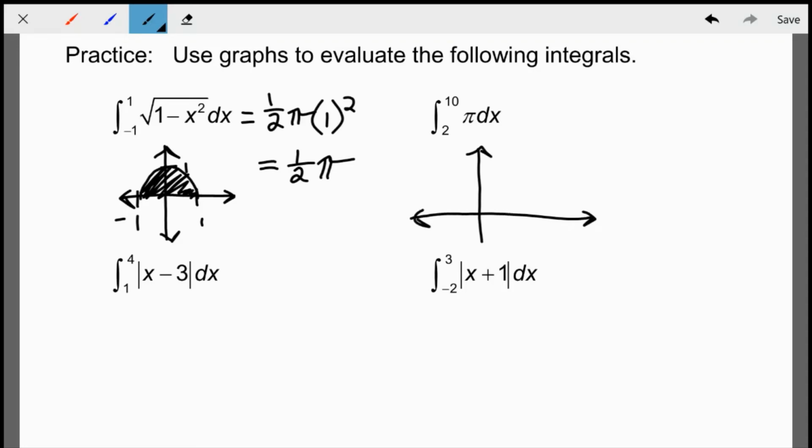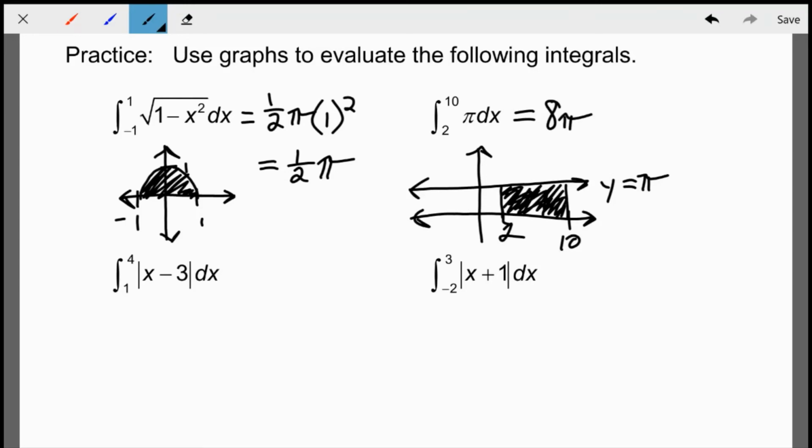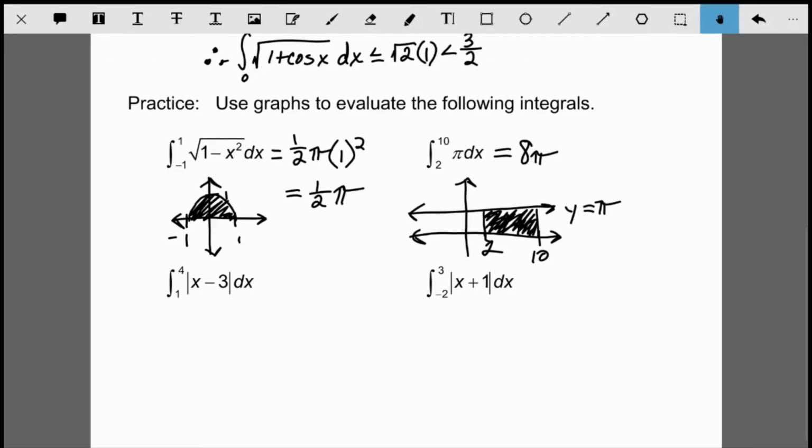If I have just pi as my value, let's say y is equal to pi, then regardless of what interval I choose, this is going to be the interval from 2 to 10, I'm always going to get a rectangular area. I know I didn't draw that the best, but you can get the idea that that would be a rectangle. So I've got a rectangle that goes from 2 to 10. Whatever the length of the interval is, which in this case would be 8, it's just 8 times the height, which is pi, so 8 pi. Anytime you've got a constant value, you can just multiply that constant value times the length of the interval.